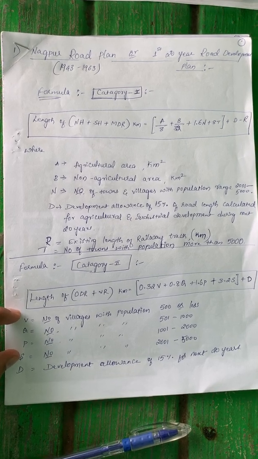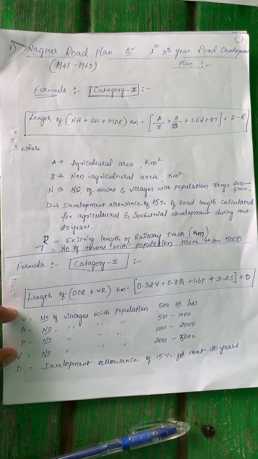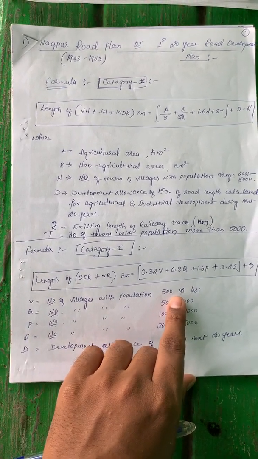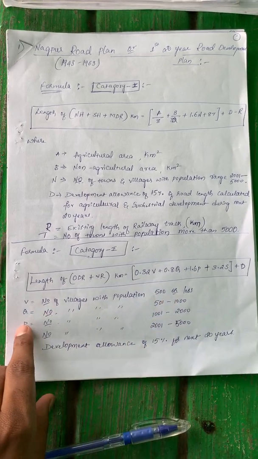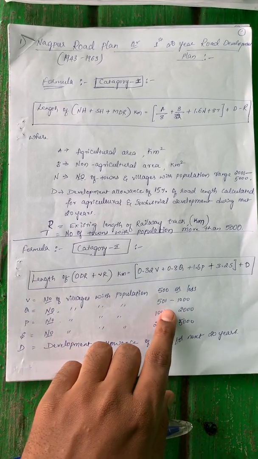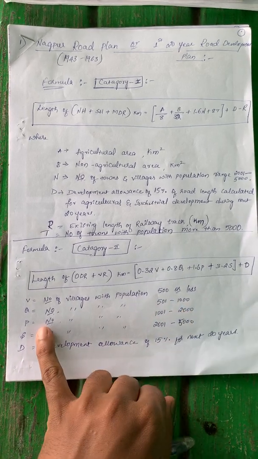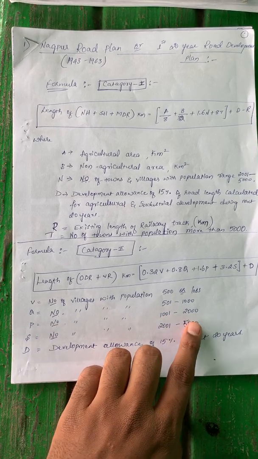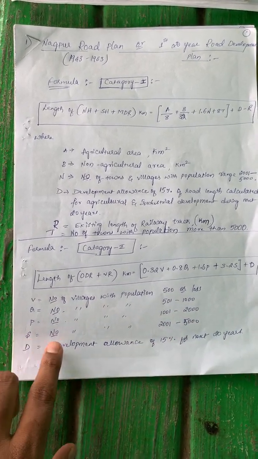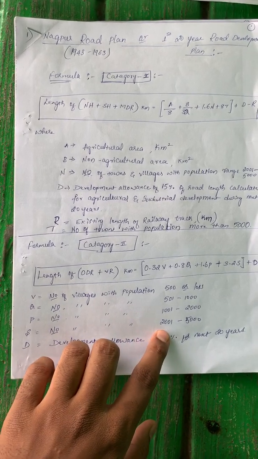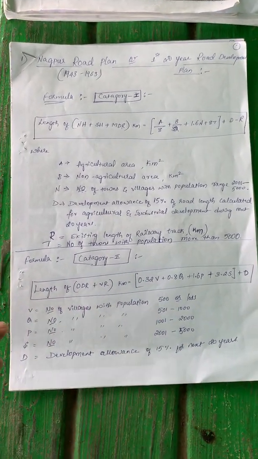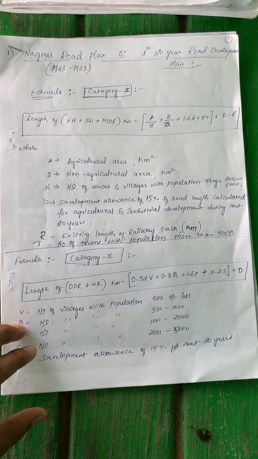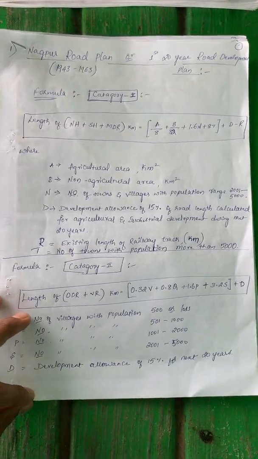These are all the numbers of villages within these population ranges. V indicates the number of villages with population equal to or less than 500, Q the number of villages with population 501 to 1000, P the number of villages with population ranging from 1001 to 2000, and S the number of villages with population of 2001 to 5000. These are the formulas to calculate the length of surfaced roads and unsurfaced roads using the Nagpur road development plan. Next, let us move on to the problem.